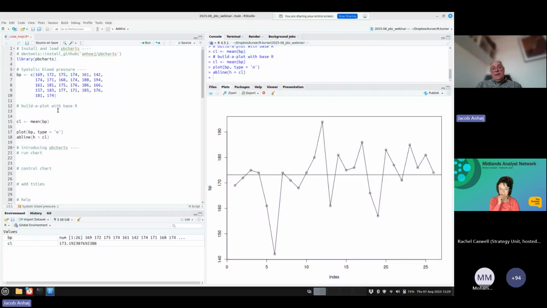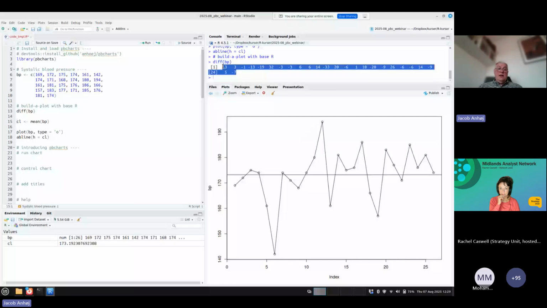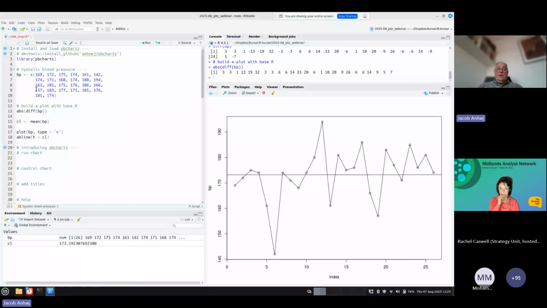To calculate the standard deviation of an I chart, we need first to calculate the moving ranges. The ranges, that is the pairwise differences between successive data points. And we can use the diff function to do that. And you can see here are the differences between the data points. What we are interested in is the absolute differences. And we are interested in the mean absolute differences. So the average moving range, this parameter is 11.